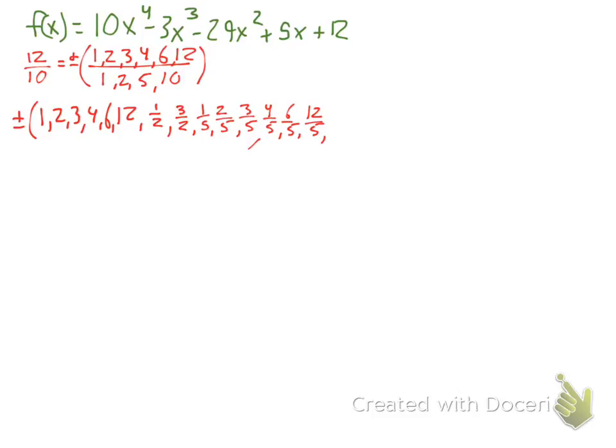Now I have to go back and divide them all by 10. 1/10? Not there. 2/10. 2/10 reduces to 1/5. That's already there. 3/10? Not there. 4/10 is 2/5. We're good. 6/10 is 3/5, we don't need that, and 12/10 reduces to 6/5. So we're actually done.